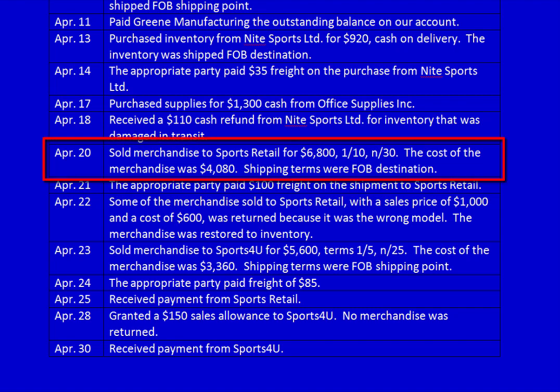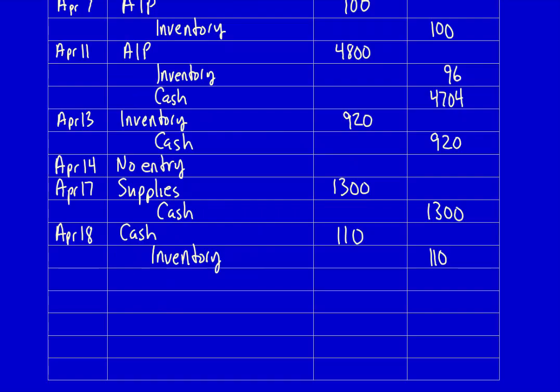April 20th, sold merchandise to Sports Retail for $6,800, 1/10, net 30. The cost of the merchandise was $4,080. Shipping terms were FOB destination. Let's do the entry. April 20th. What did we get? We got the legal right to collect cash from our customers at the selling price. That's accounts receivable, $6,800.